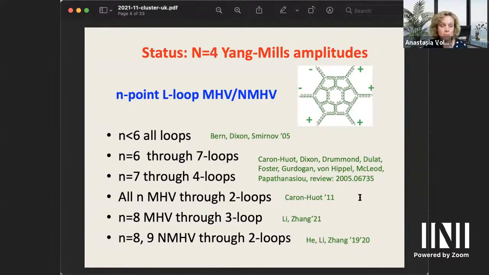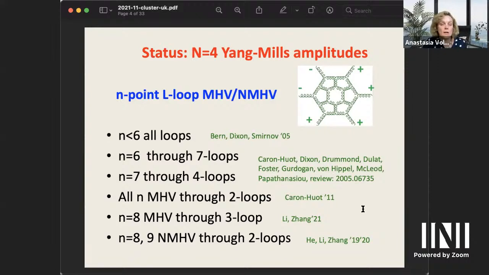In particular, they computed the 8-point MHV amplitude through 3 loops. So that's a reference right here. And 8 and 9-point NMHV amplitudes, so that's 3 negative helicity gluons, through 2 loops. So as you see, as you start increasing the number of points, the computations become more and more involved. It took quite a bit, it took a decade to have these computations done.